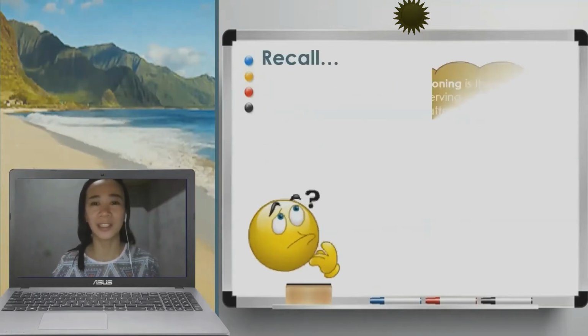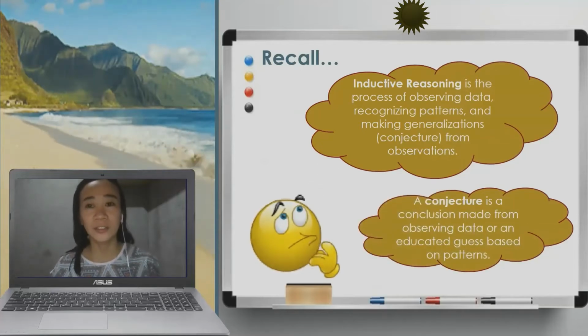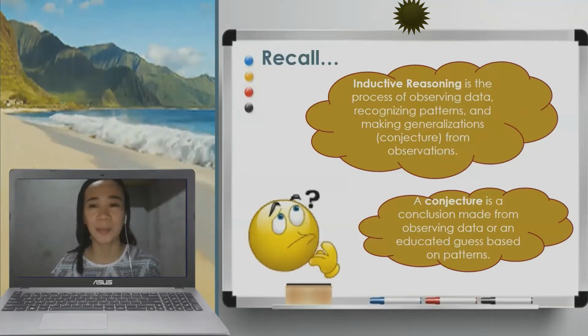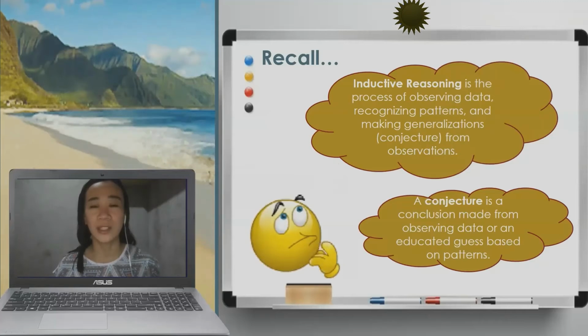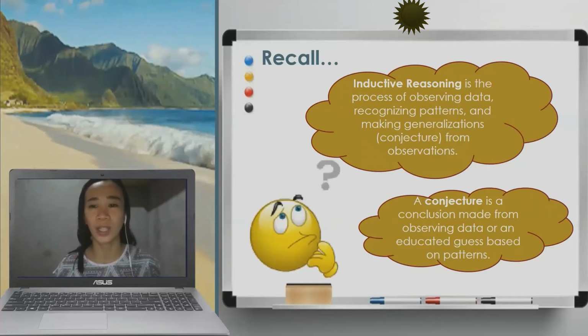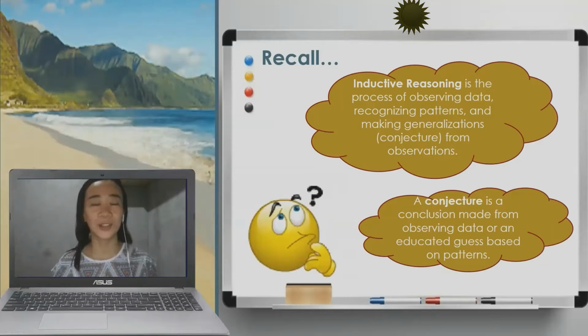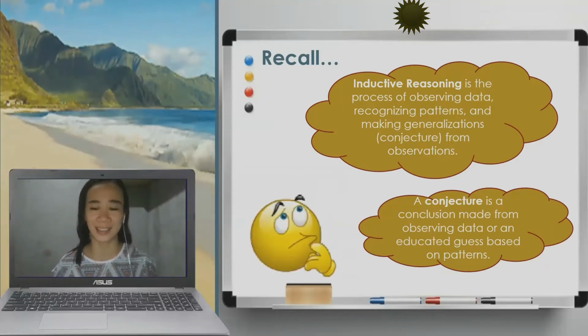Okay, let us have a recall. What is inductive reasoning? Inductive reasoning is the process of observing data, recognizing patterns, and making generalizations from these observations. A conjecture is a conclusion made from observing data or an educated guess based on patterns. In this lesson, you are going to apply and enhance your inductive reasoning skills.